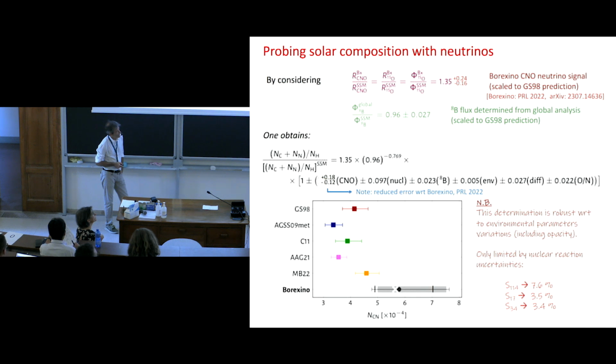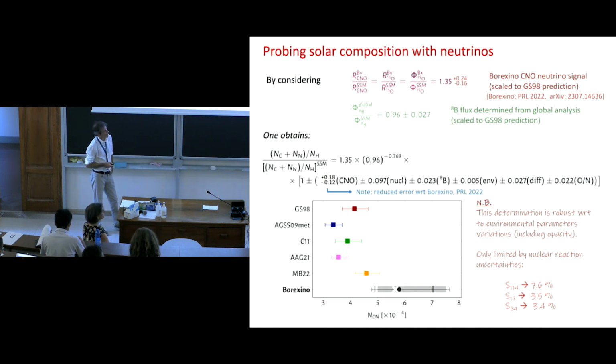And the Borexino result is reported here. So we see, this is the result, 1.35, so it's larger than 1. So Borexino data seems to indicate that the amount of carbon and nitrogen in the core of the sun is even larger than what is expected according to the IZ compilation.